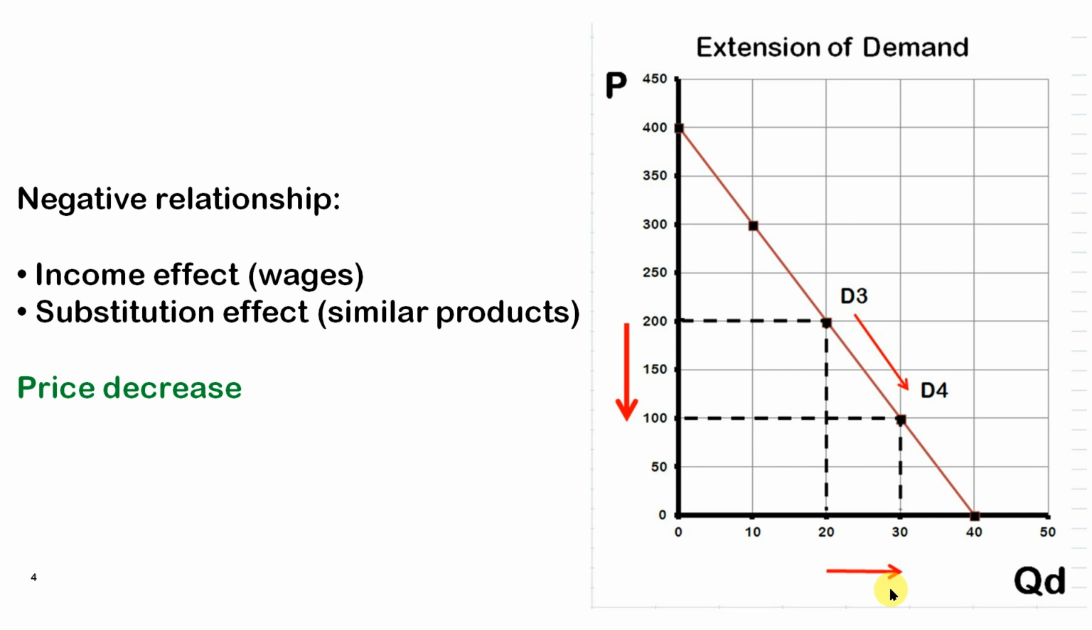Okay, so this short video was about the law of demand. We saw this negative relationship between price and quantity demanded, and the reasons are these two factors: income and substitution.